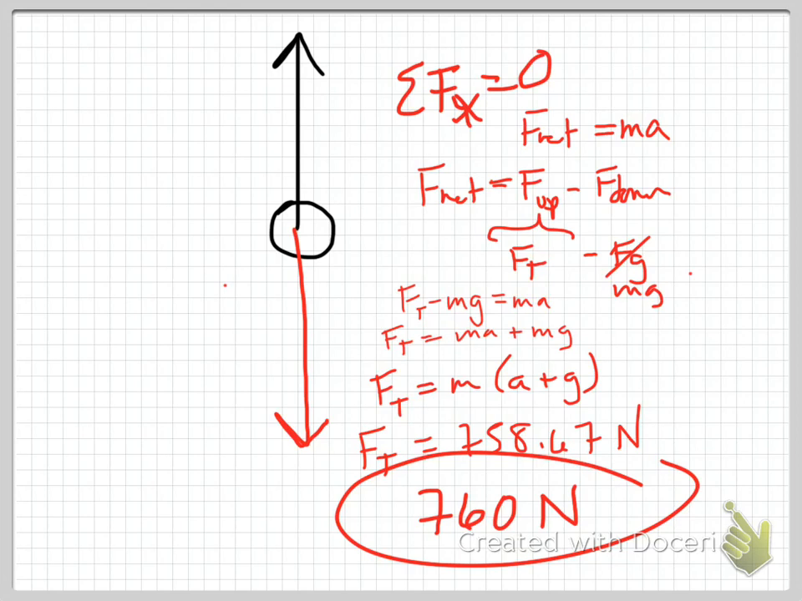Now, you could do a problem where you compare this to the force of tension in the cable if Peter Pan is stationary. What would that be? 57 times 9.81. If Peter Pan's stationary, the force of tension is only going to be 559 newtons, 560 newtons.